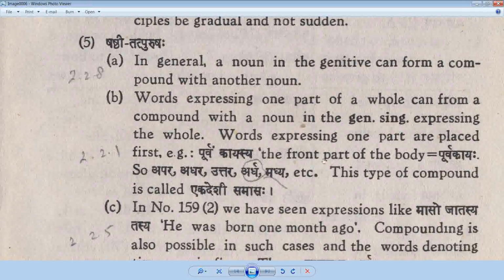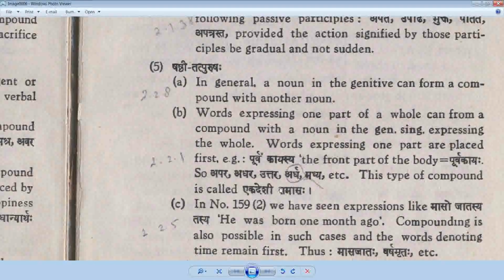So first of all, pura paradharottara will come from 2-1. Ardham napunsakam is 2-2-2, and this madhya is only with kalena. And that is going to be a nyapakam based on this 6.3.10. And it's ekadeshi samasaha. So that completes this part of it.